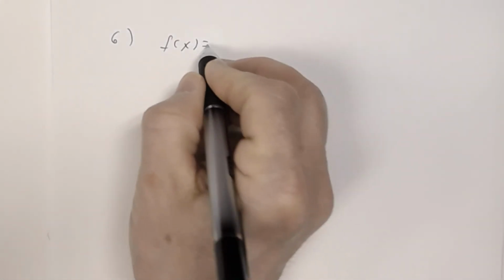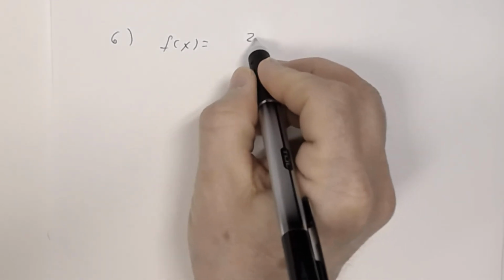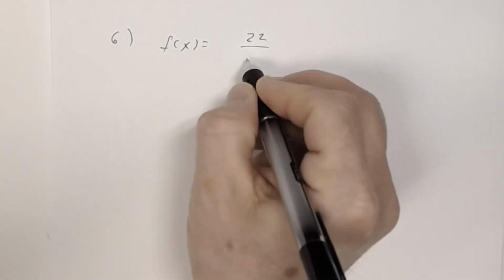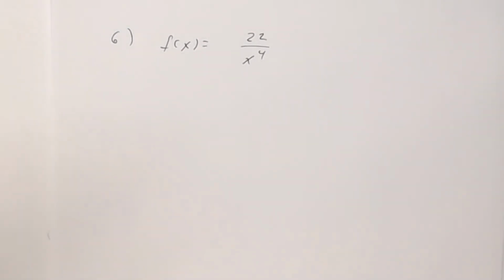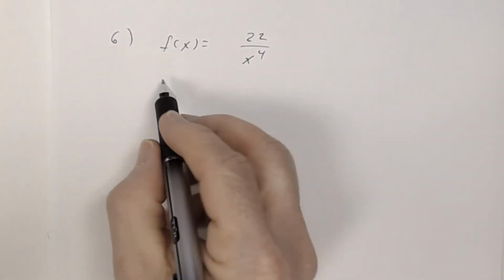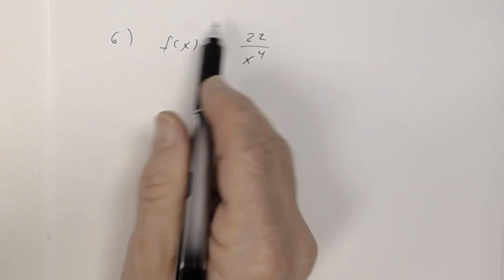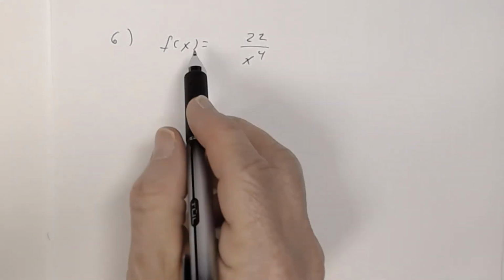Okay, number 6, let's suppose we had f of x is equal to, let's just say, 22 divided by x to the 4th. 22 divided by x to the 4th. All right, well, let's see what that is. So we want to determine, is this an even function, an odd function, or neither? That's what we want to know.